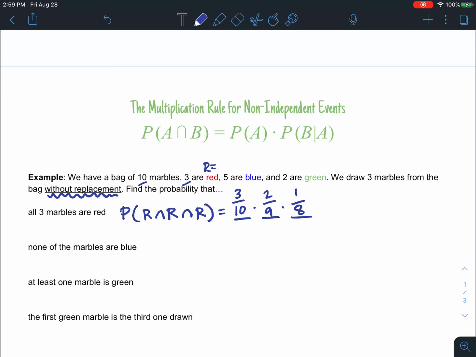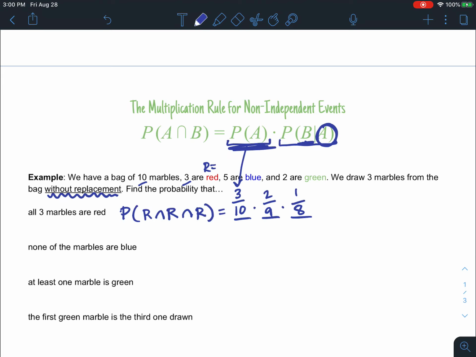So what is this formula saying? This A represents picking a red marble, okay? So I'm going to take the probability that it was a red marble, which was 3 out of 10. Now this second one says, given that the first one was a red marble, what's the probability that the next one's red? See how that conditional probability notation, that's all that means. A has happened, I'm given that A has happened, so now what's the probability of B?